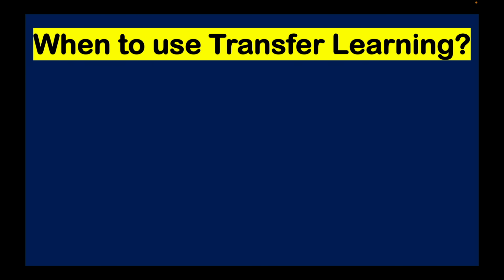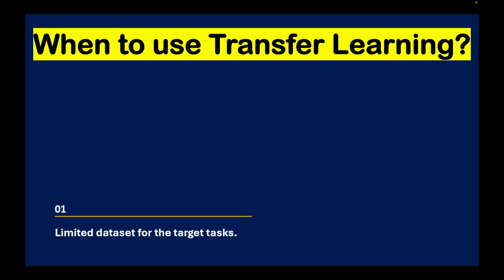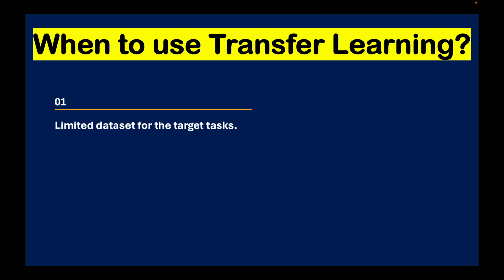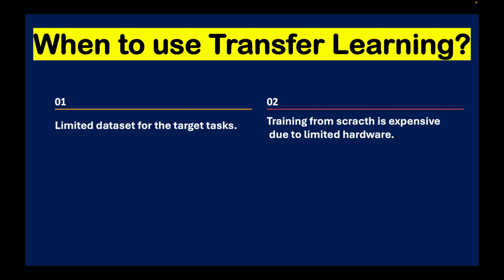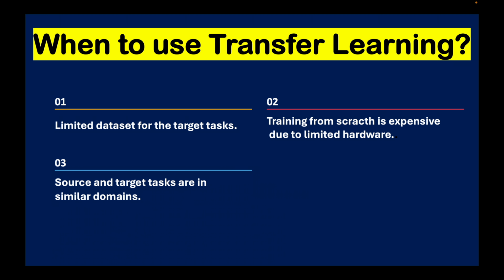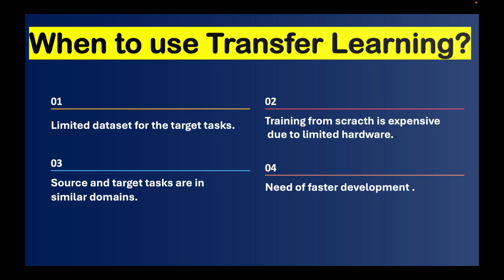When to use transfer learning? Transfer learning is useful in situations like if there is a limited dataset for the target task. Next, if training from scratch is expensive due to limited hardware. Next, if the source and target tasks are in similar domains. And if there is a need for faster development or quick results. So in these situations, we use transfer learning.